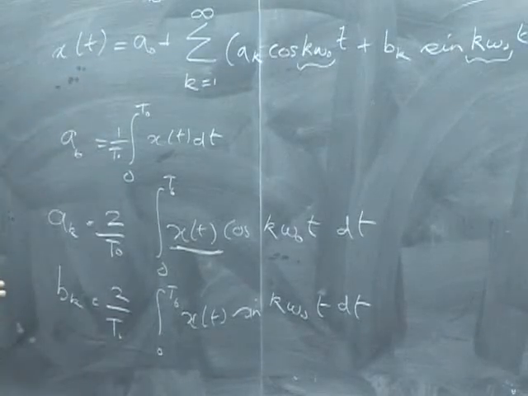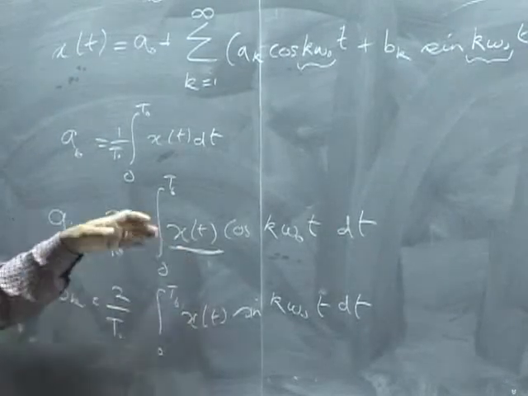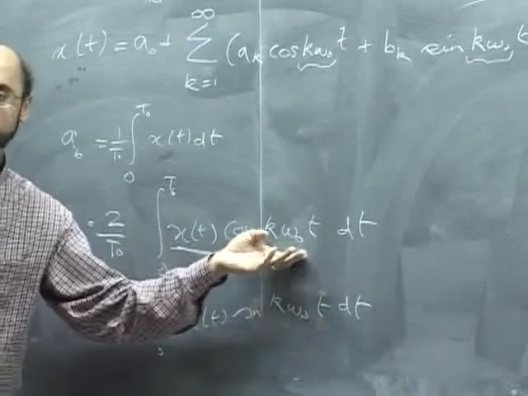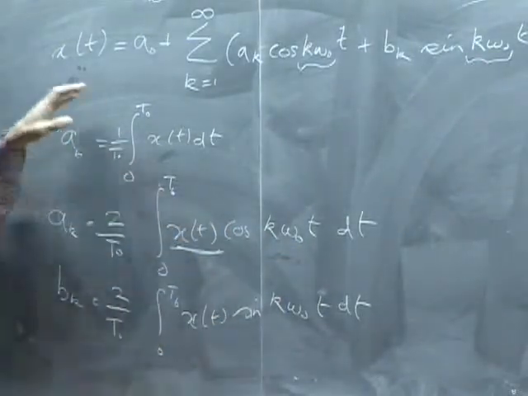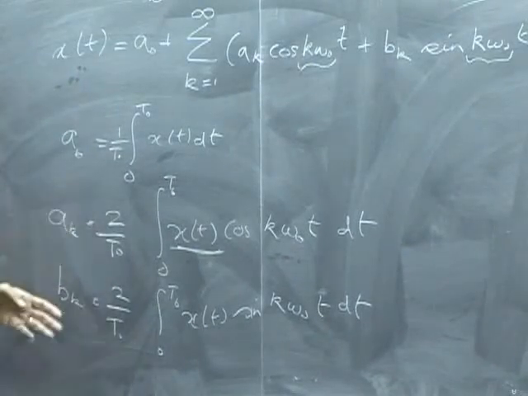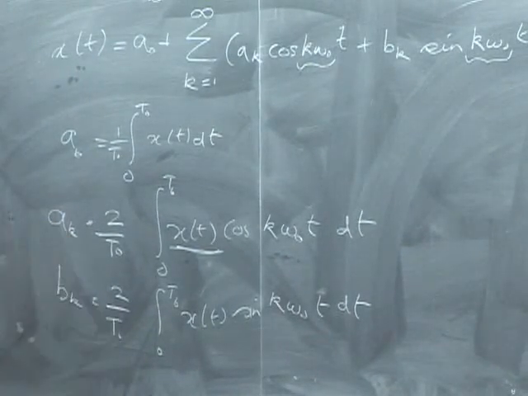So, roughly speaking, we are taking the integral of the product of the function with the basis function, cos(k omega naught t) or sin(k omega naught t), and you get that over here. There's some normalization going on with the multiplier over here. Any questions about this so far?